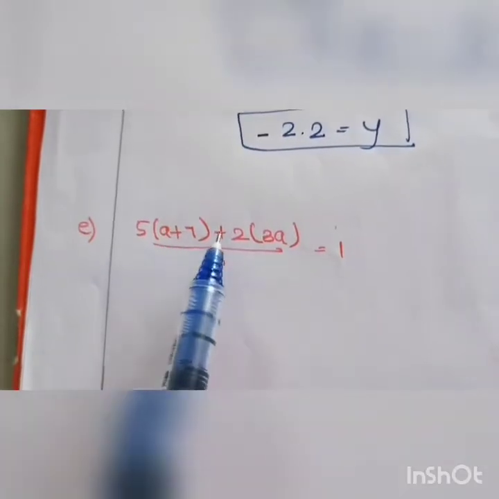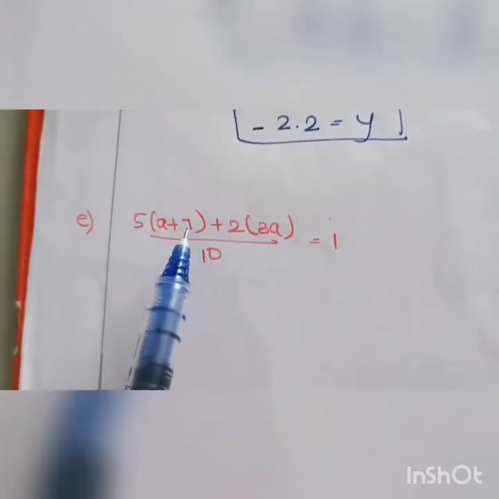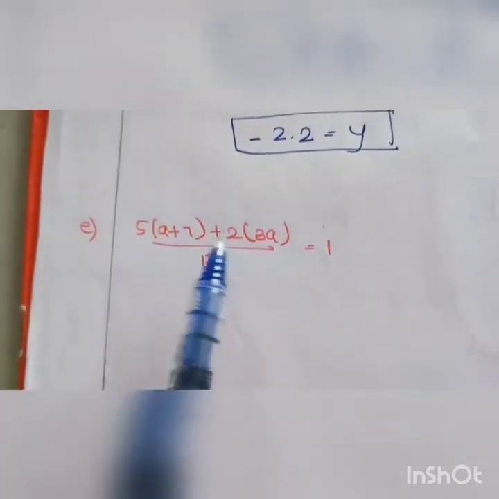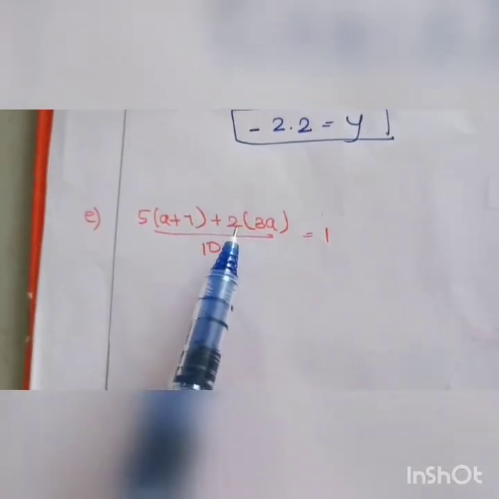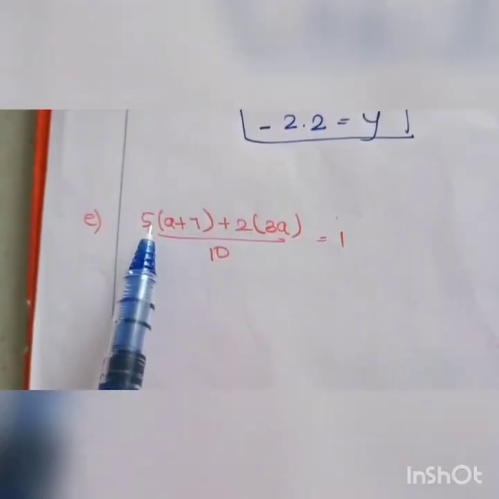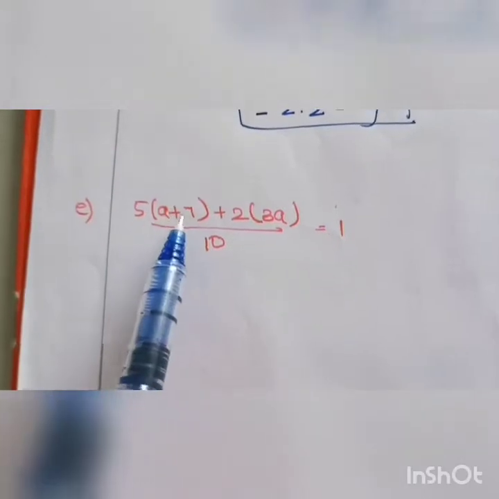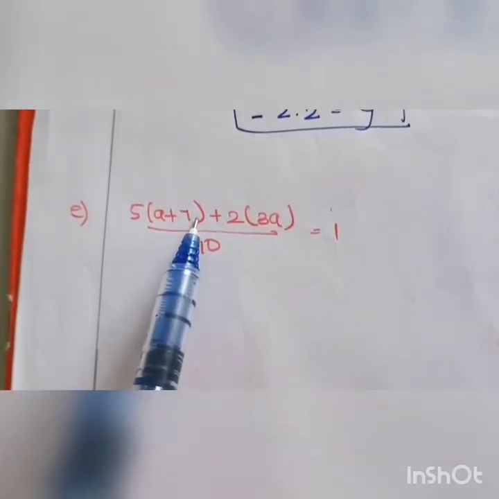See here, for this term 5 is common. For this term 2 is common, isn't it? Just we have to move this 5 inside the bracket. Here we have 2 terms inside the bracket, you have 2 terms.